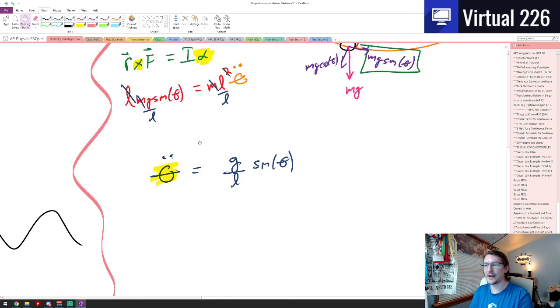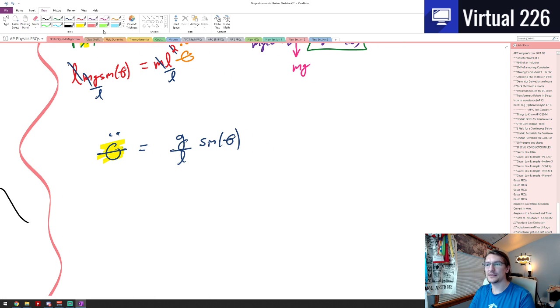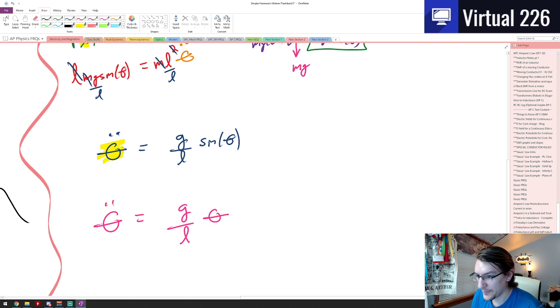Now, something that's very fascinating regarding sine is that for small angles, generally below 15 degrees, you could actually rewrite the sine of theta as just theta. Okay? And if you go into your calculator in radians and you type in sine of 0.05, you're going to get 0.05 or something very, very close to it. So what we can say here is that theta double dot equals g over L theta.